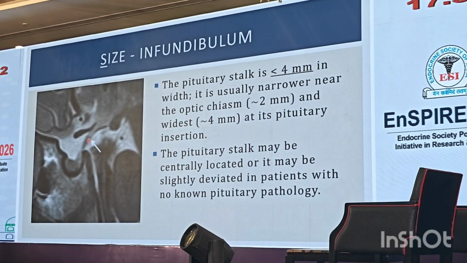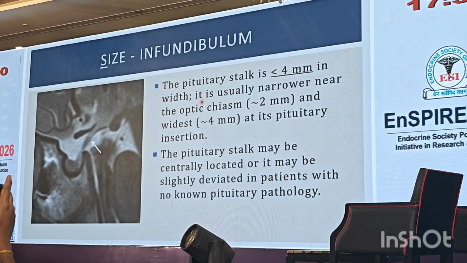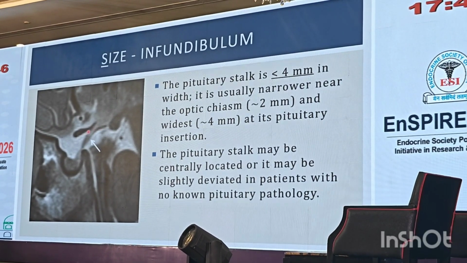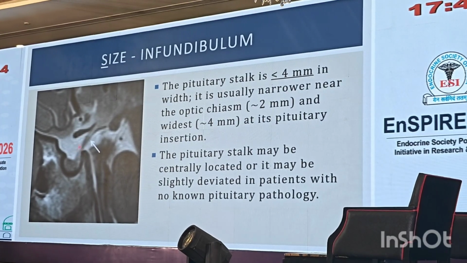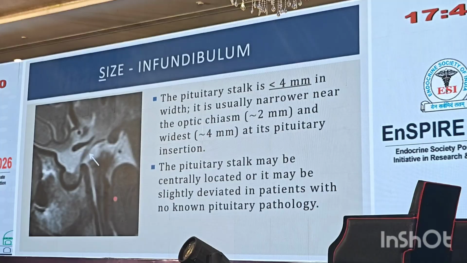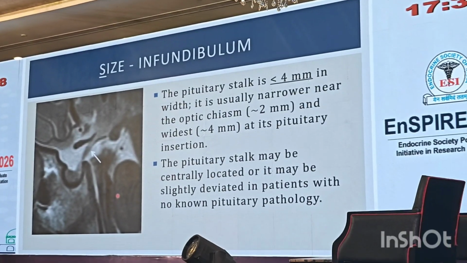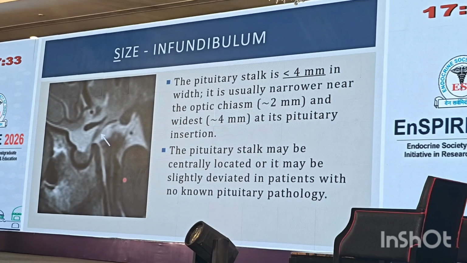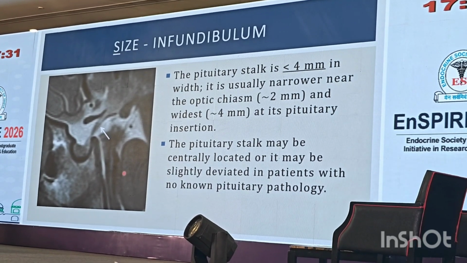The second structure whose size is important is the infundibulum or the pituitary stalk. The stalk is usually less than 4 millimeters in width, and it's usually narrower at the level of the optic chiasm and wider at its insertion. The stalk is usually centrally located, but we have seen cases where the stalk can be eccentric or deviated even in normal patients. So just because the stalk is deviated doesn't mean that it is abnormal.